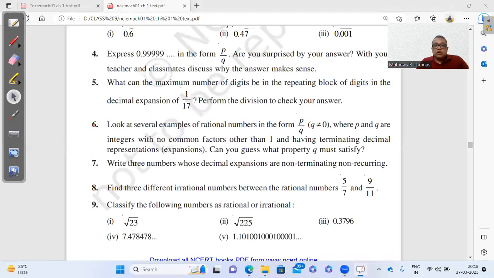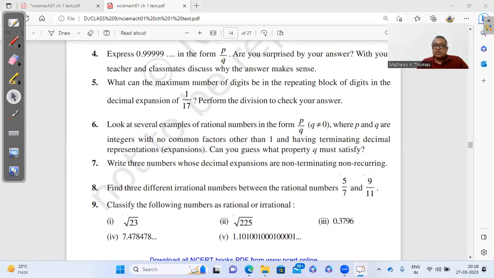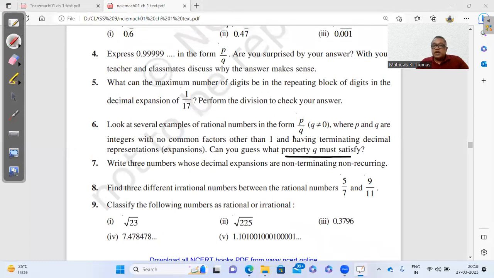Then we have question number 6. Look at several examples of rational numbers. This I had already told you, how you can find out from the value of P by Q which will have a terminating decimal. So all fractions where the denominator has factors of 2 or 5. Okay, it is either 2 or 5. Q should be in the form of 2s or 5s or a combination of 2 and 5. So what is the property that Q must have? Q must have the property that its factors are 2, 5 or a combination of 2 and 5.